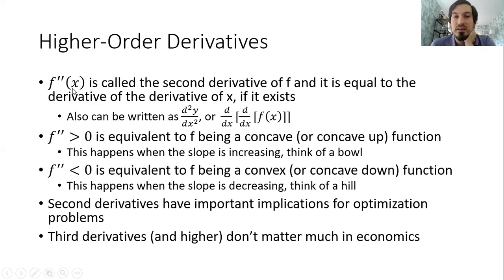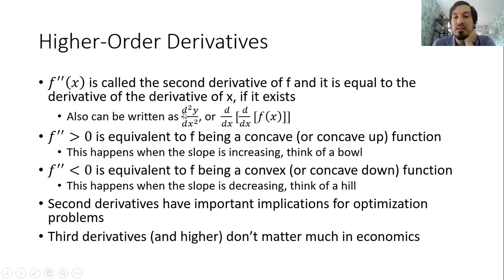Higher order derivatives, of course, are important. The second derivative is sometimes written like this, f prime prime of x. It's equal to the derivative of f prime of x, if it exists. It doesn't always exist, but if it does, we can use this notation f prime prime of x to denote that. There's other ways it could be written.